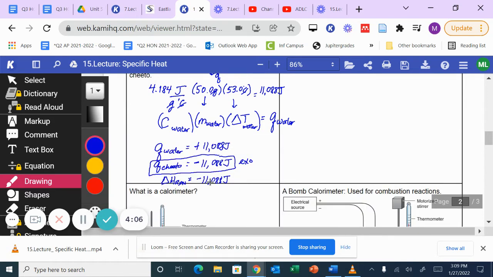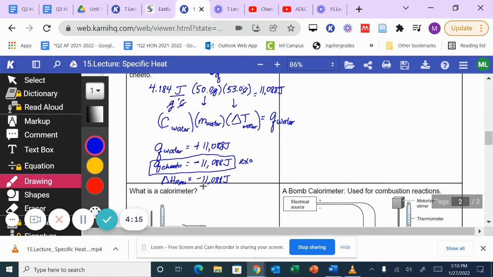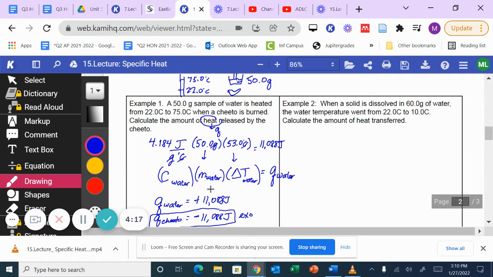Okay, now it's your turn. Go ahead and do example number 2. Okay, so now let's do example number 2. When the solid is dissolved in 60.0 grams of water, the temperature went from 22 degrees to 10 degrees Celsius. Calculate the amount of heat transferred. The formula is C m delta T equals Q.